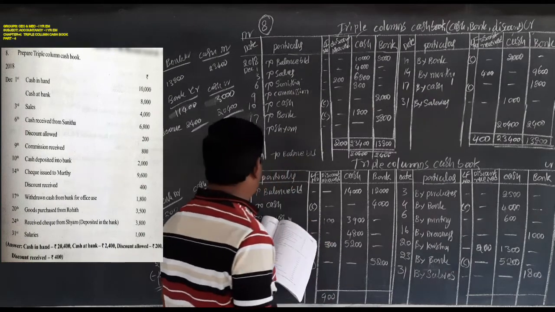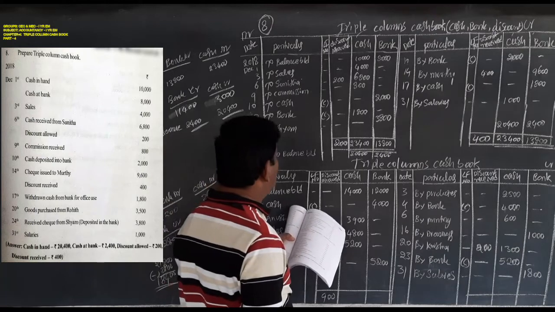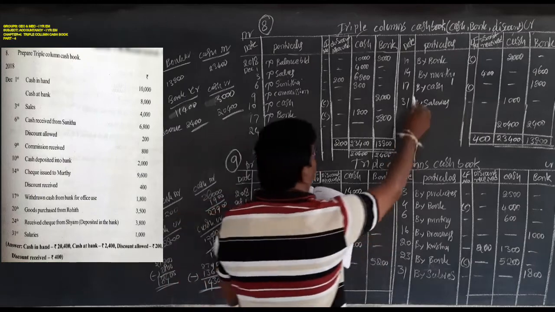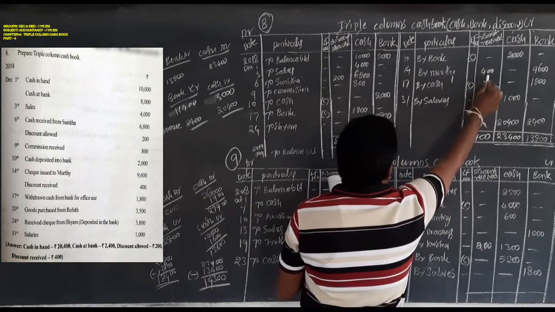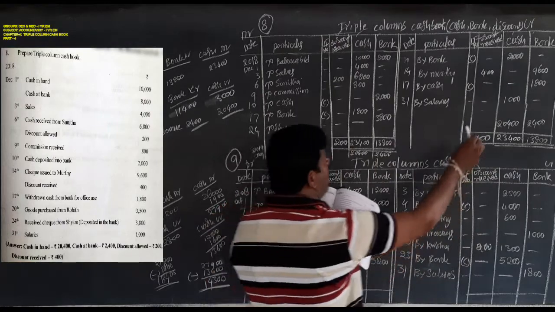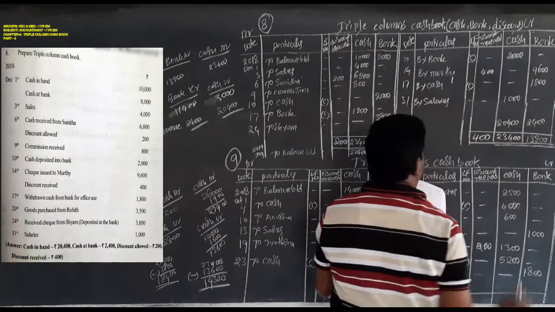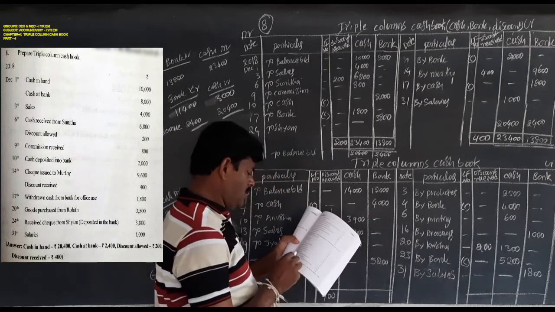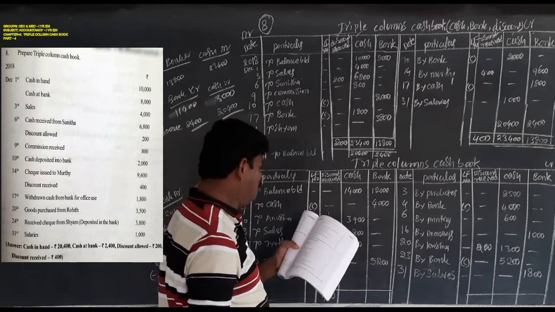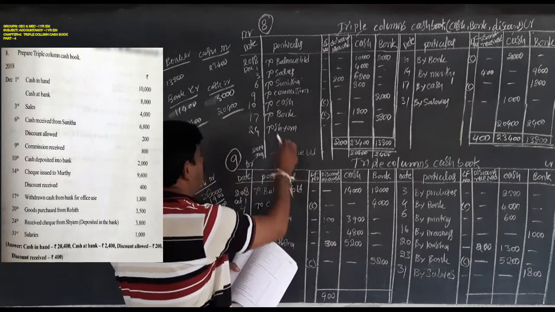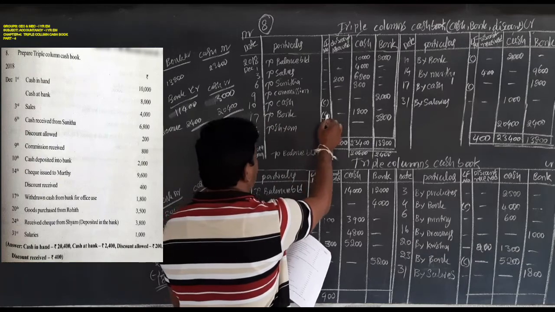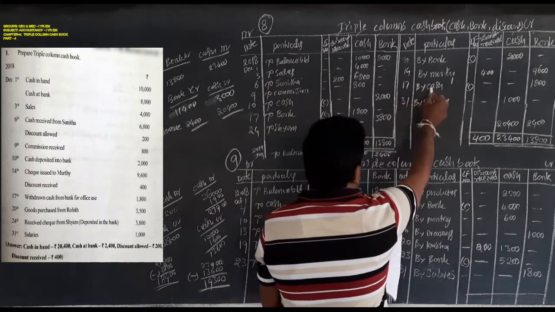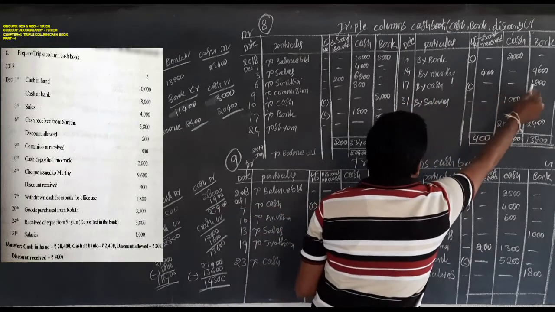Next, 14th, check issued to Murthy, by Murthy, discount amount is 400 rupees, so this is bank payment, so credit side 9,600. Next, 17th, withdraw cash from bank for office use, this is also contra entry, to bank contra entry, amount in cash column. The same date, 17th, by cash contra entry, amount in bank column.